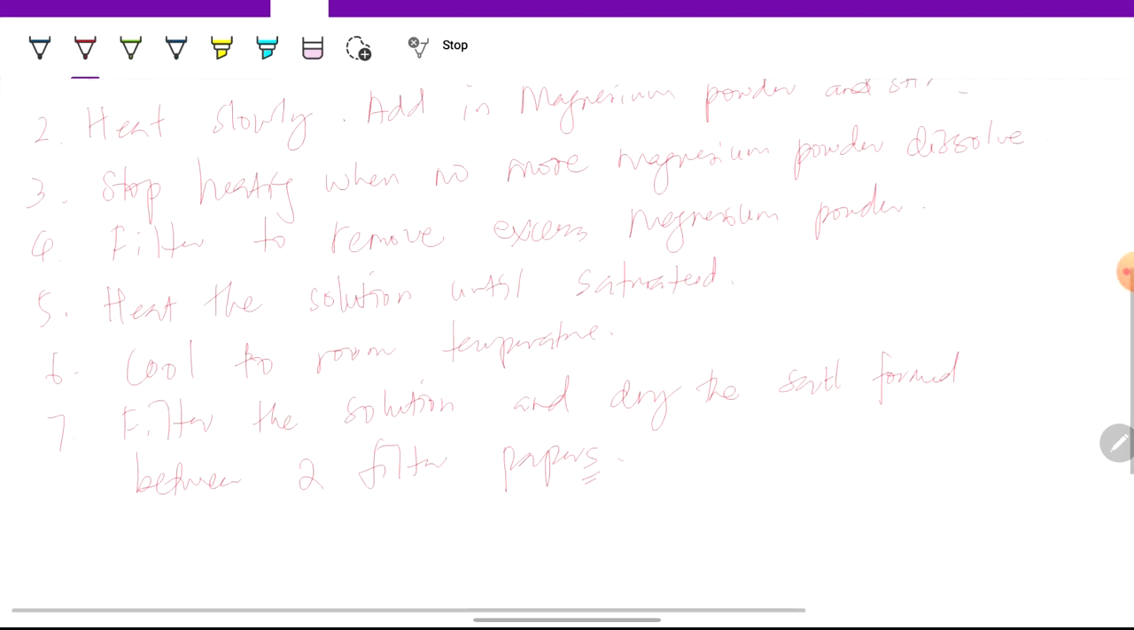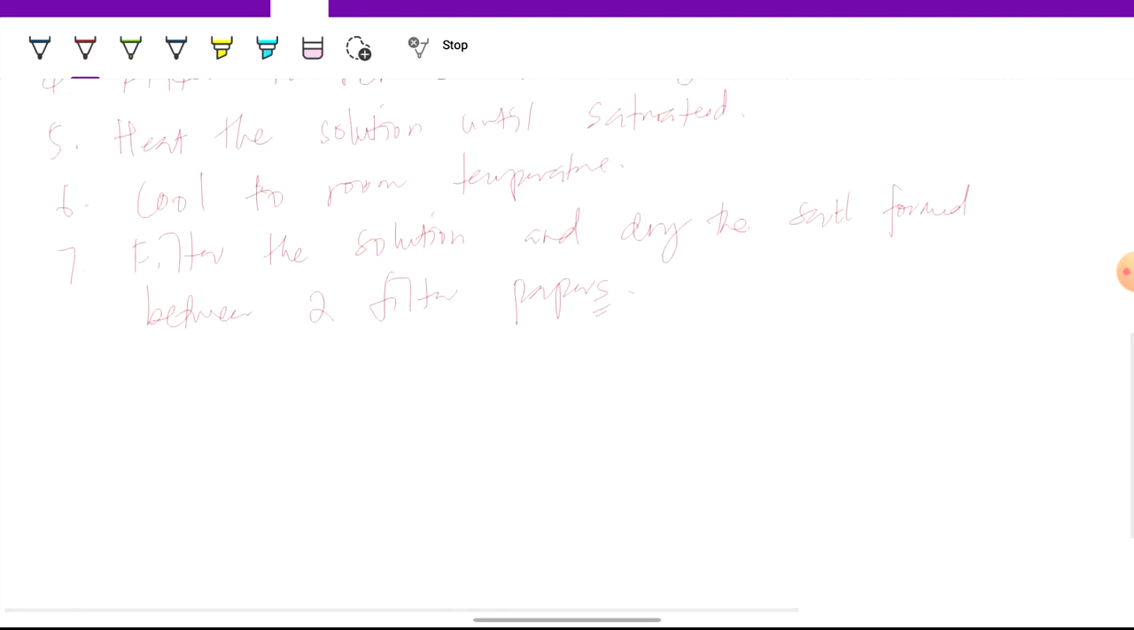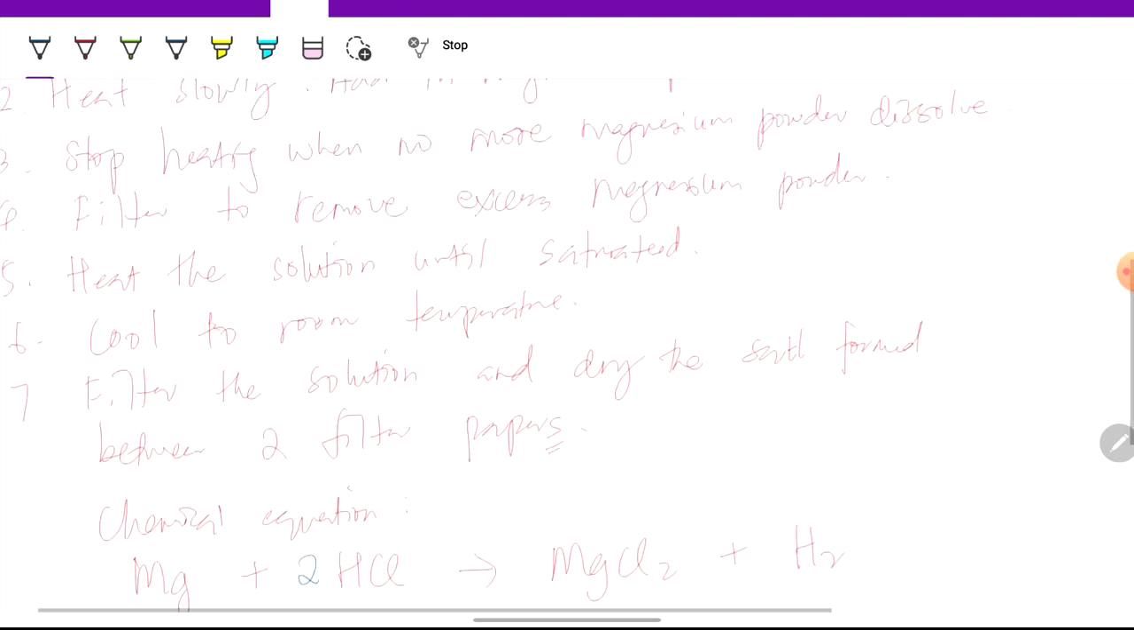So next we can write the chemical equation. So we use magnesium reacting with hydrochloric acid. So it forms magnesium chloride and hydrogen gas. So we have to balance the equation. So hydrogen times 2.